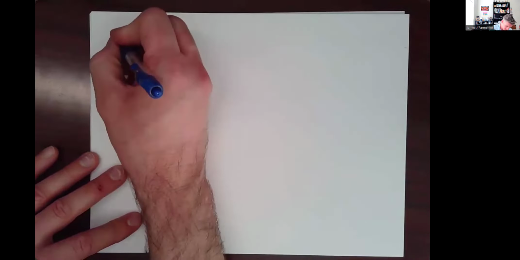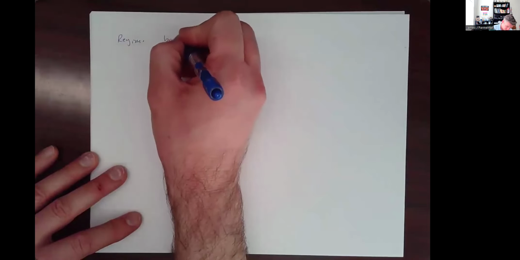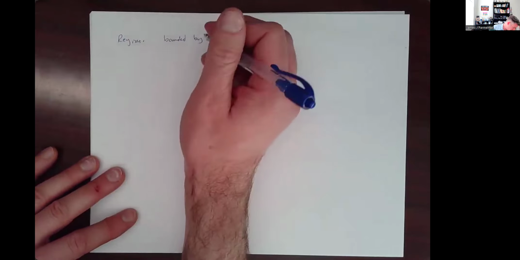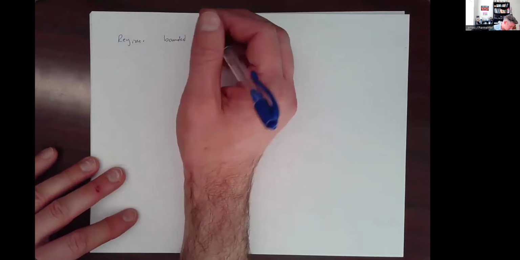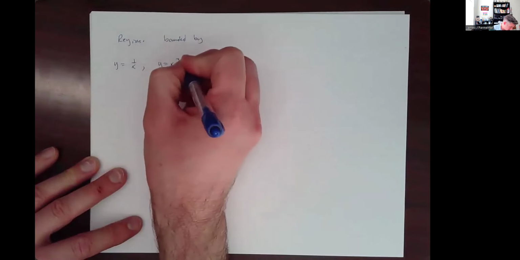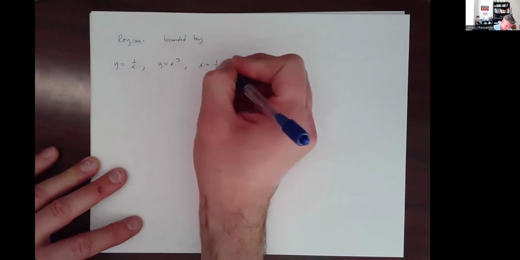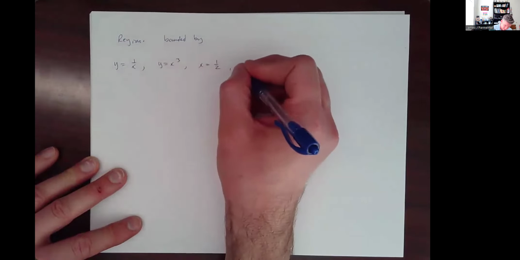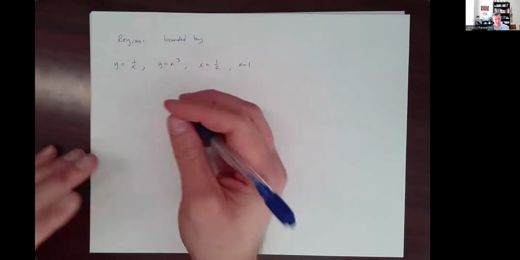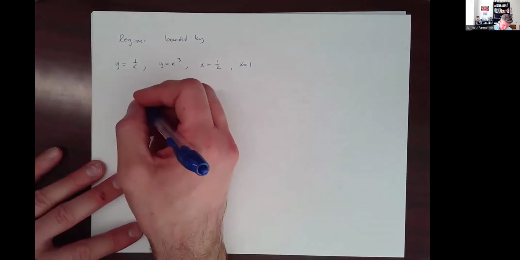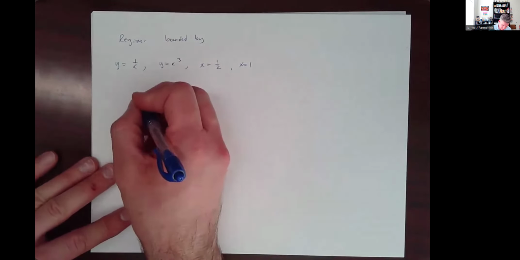Sure. Let's do something like the region bounded by, let's say, y equal to 1 over x, y equal to x cubed, x equal to 1/2. I feel like the ones they're giving here are a little too easy, but they're giving you more information than they really need. So let's graph the stuff.